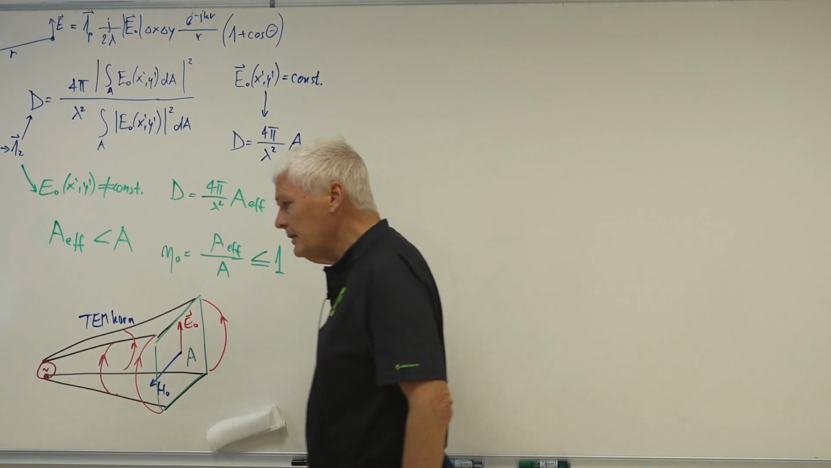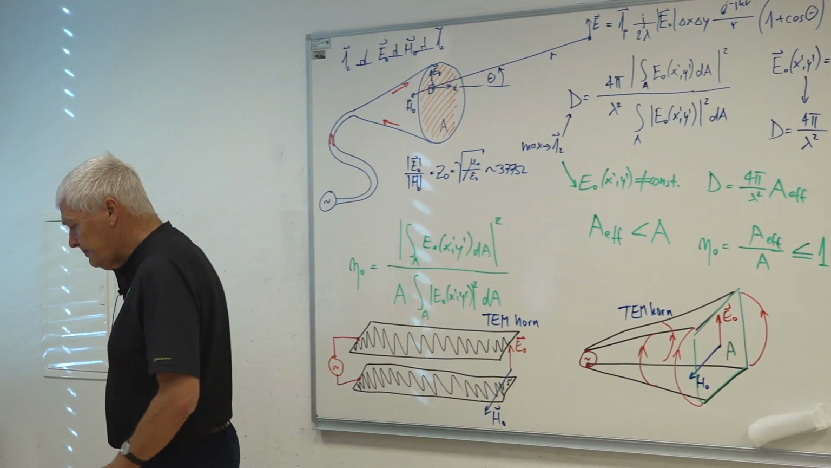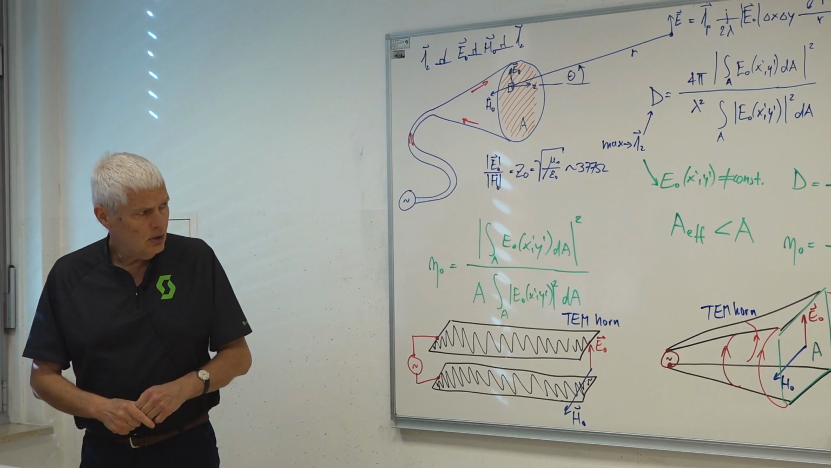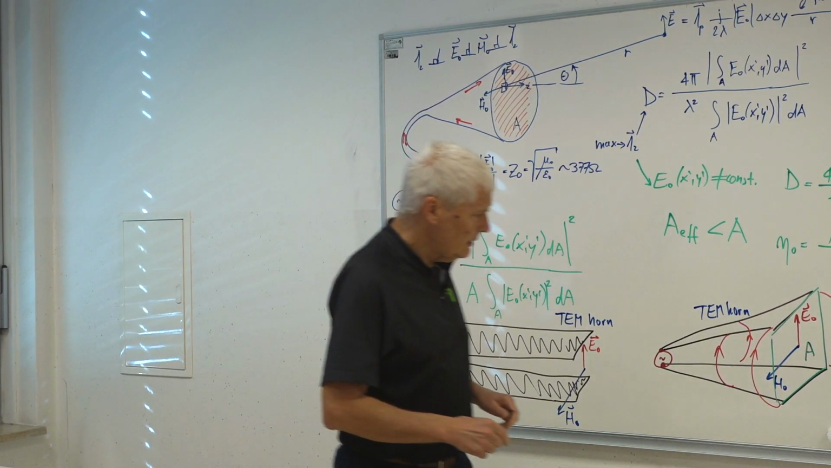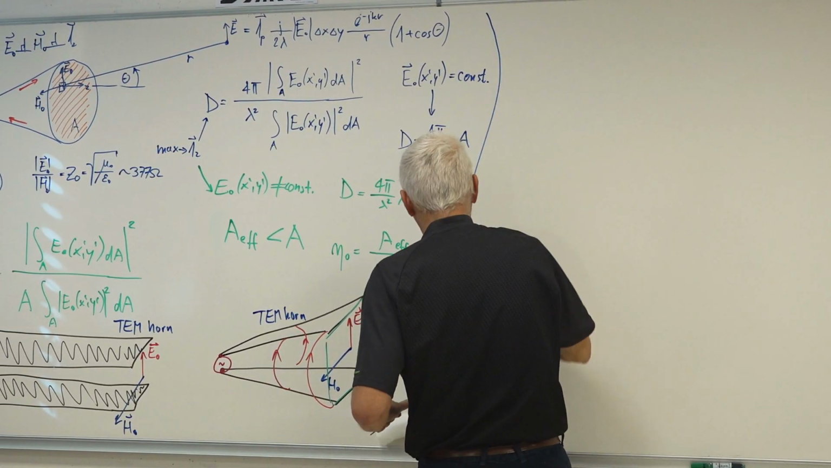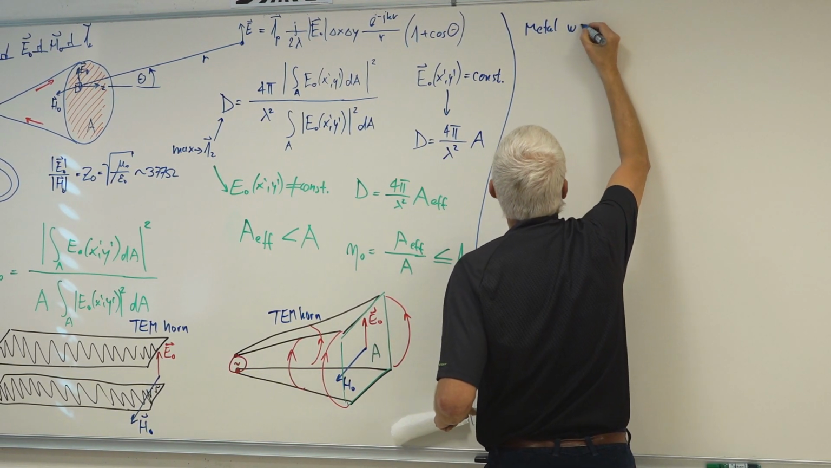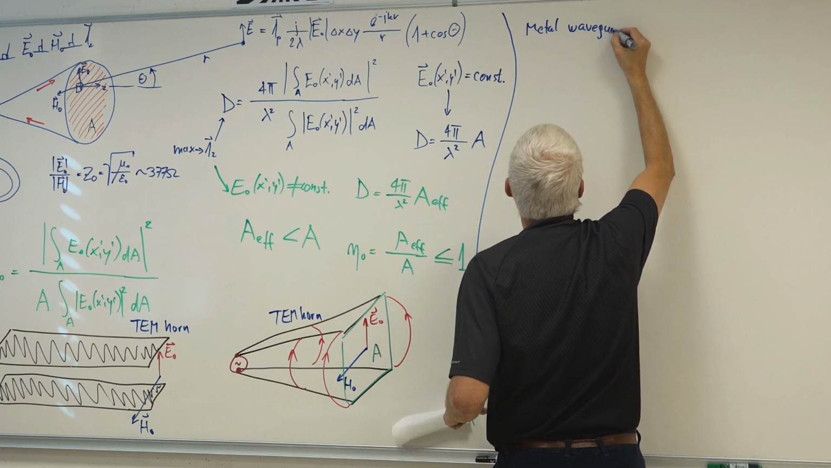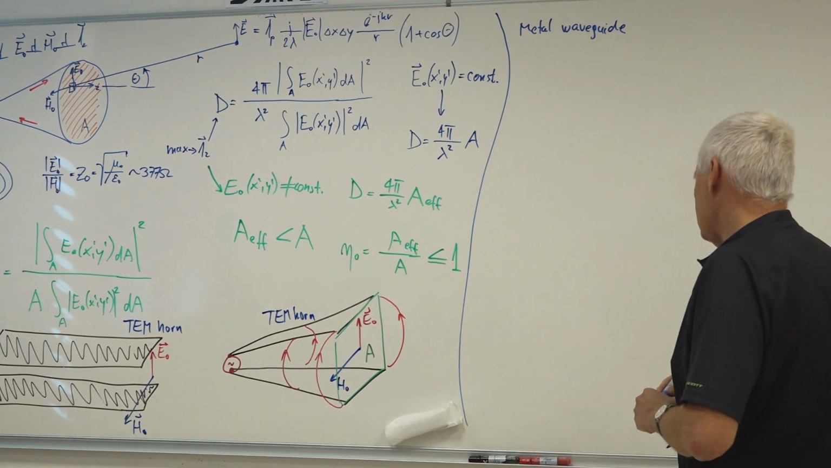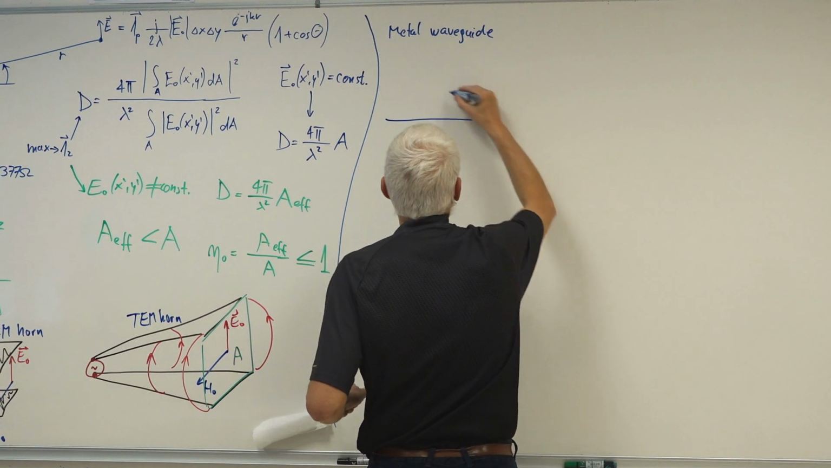What we could do is use a waveguide horn. Unfortunately, you're not all familiar with waveguides. What do we know about waveguides? So, a metal waveguide. A metal waveguide, the simplest thing to calculate, is a rectangular metal waveguide.